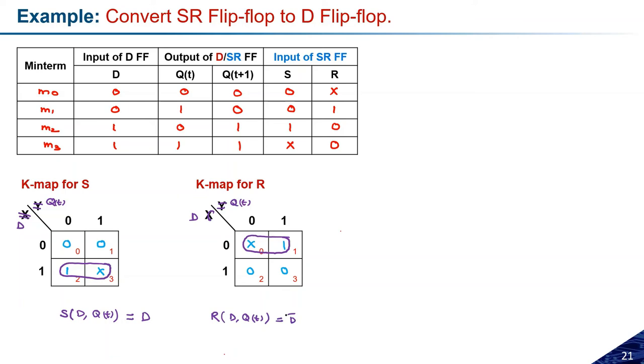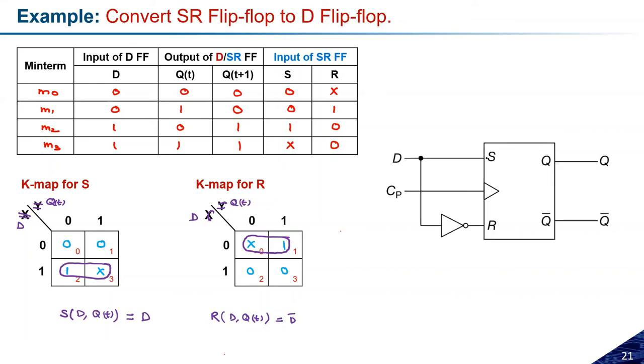Once we are ready with this one, what do I have to do? S will be directly connected to the D and R will be connected to the D complement. So here S is nothing but that will act as a D. And to get R, I have to use one inverter to make it the D flip-flop. So the final one is the D flip-flop. Again, the question is same, you can use any clock if it is not given. But if it is given, you have to use that clock only.